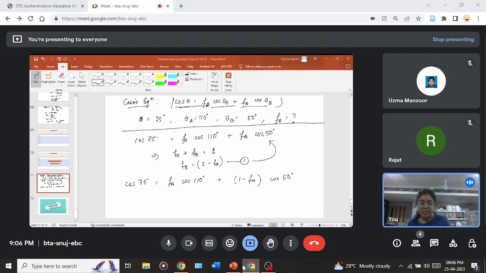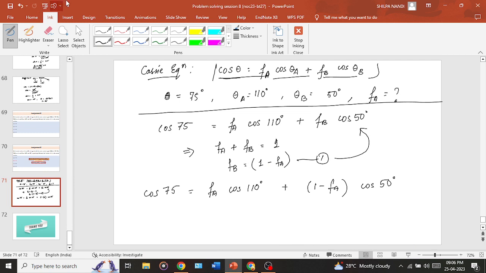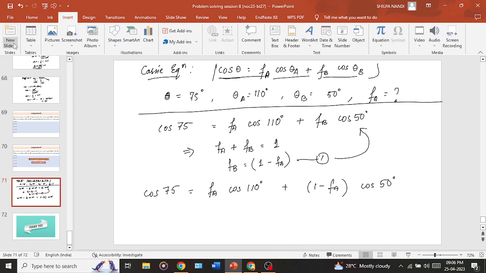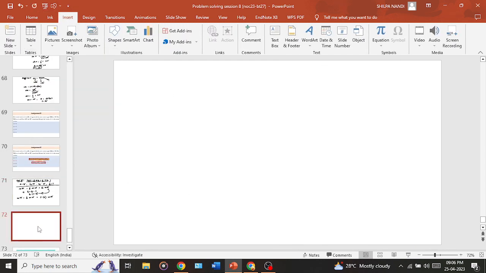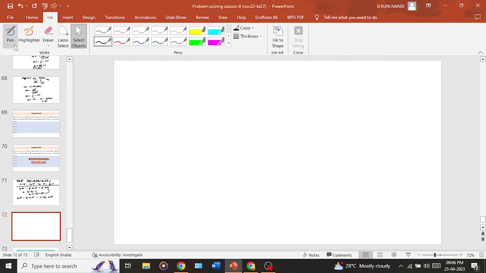You can take it to the next slide actually. So what we got was, let me write it once again. cos 75 is equal to Fa cos 110 plus 1 minus Fa cos 50. So you just have to solve this.